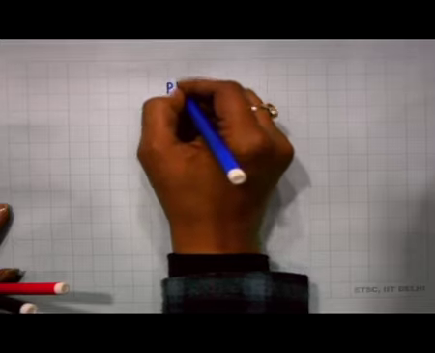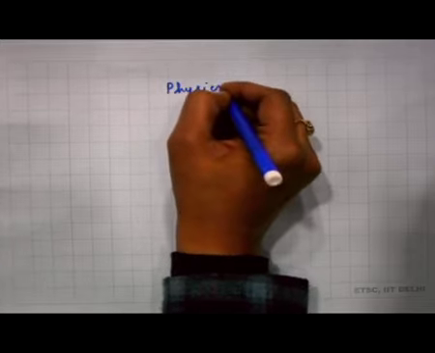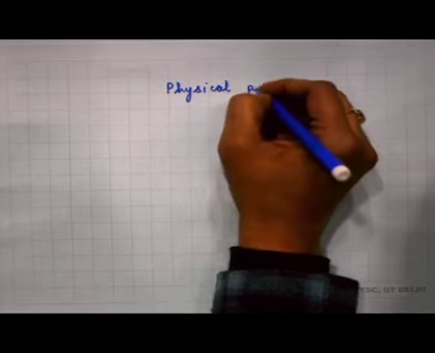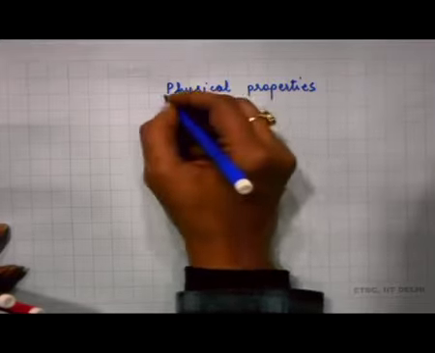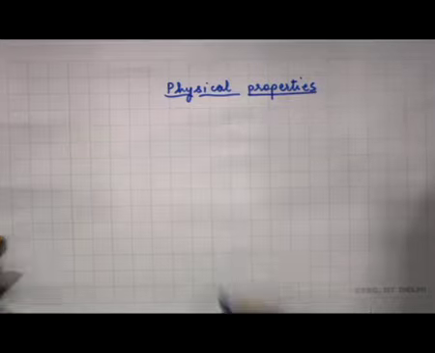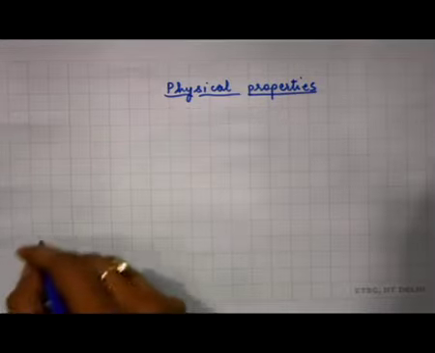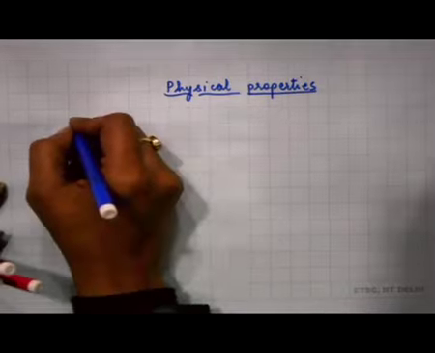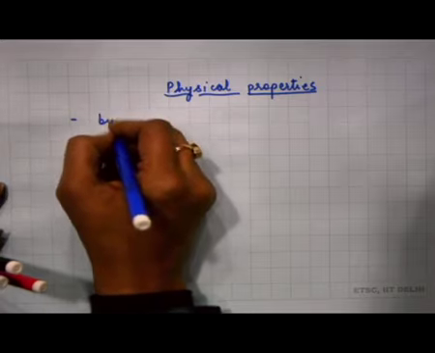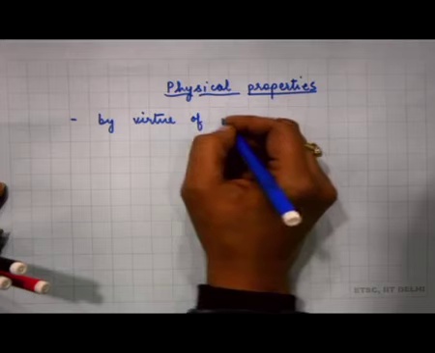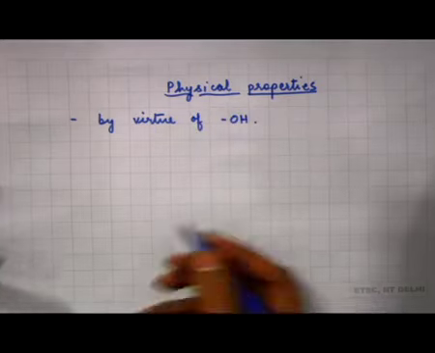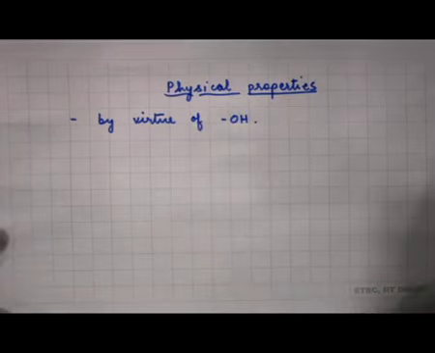So, what are some of the physical properties? Let us look at the physical properties of alcohols which make them such important compounds compared to their counterpart hydrocarbons. The physical properties are by virtue of the hydroxyl group. It is by virtue of the hydroxyl group that there are many differences you would find in a hydrocarbon compared to any alcohol.